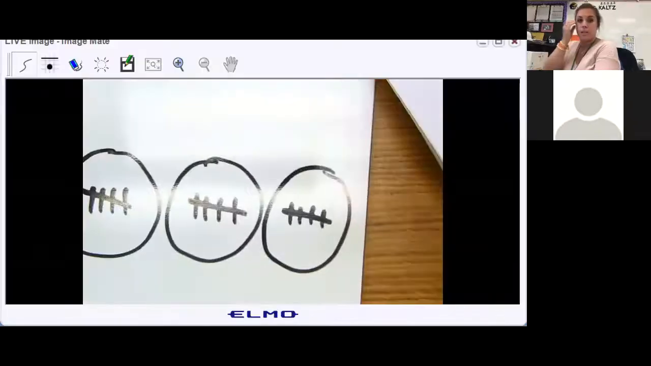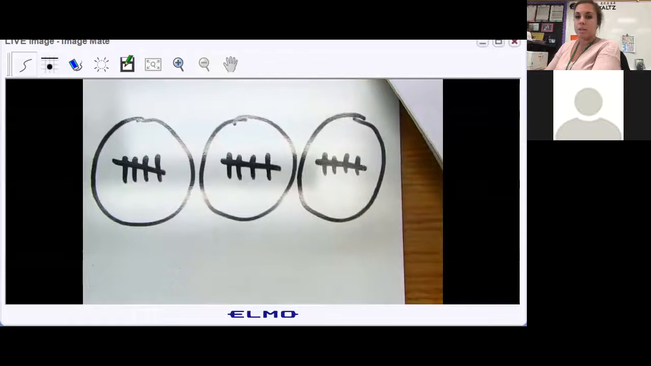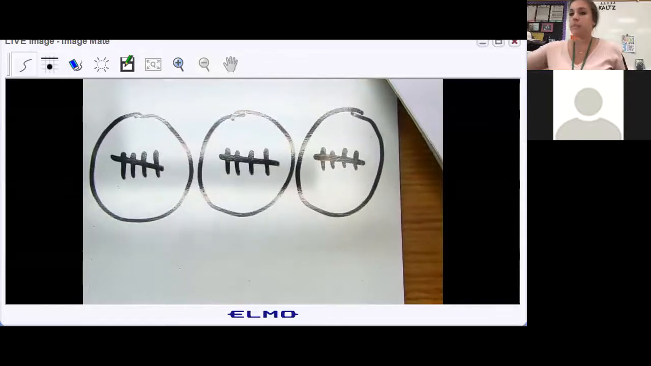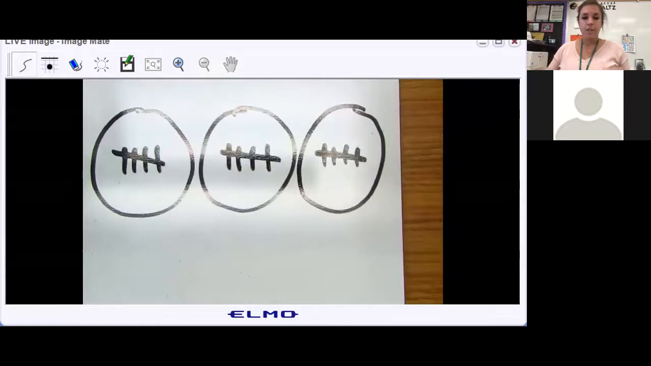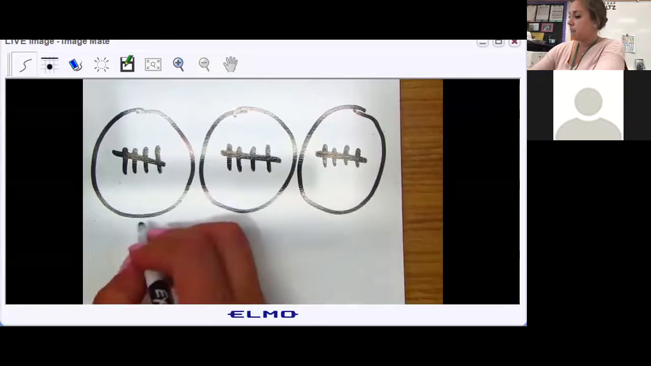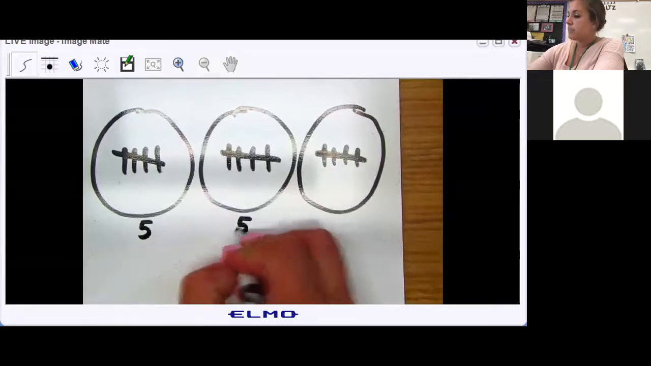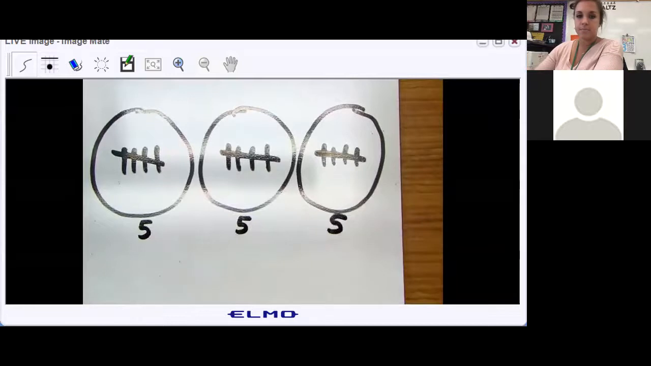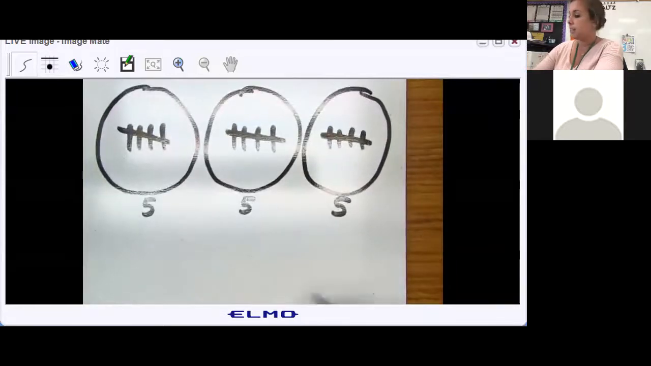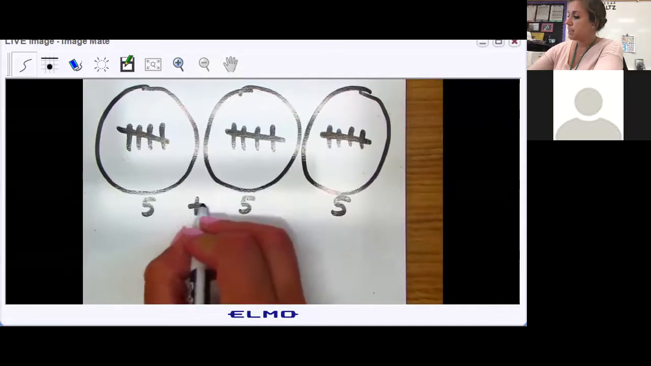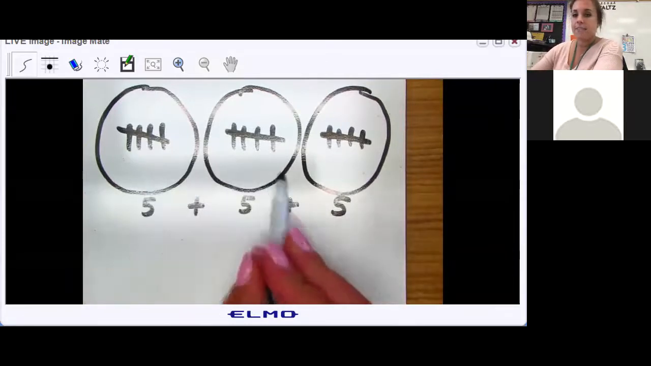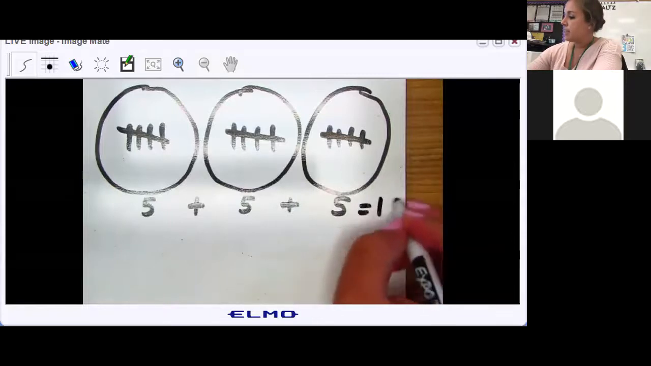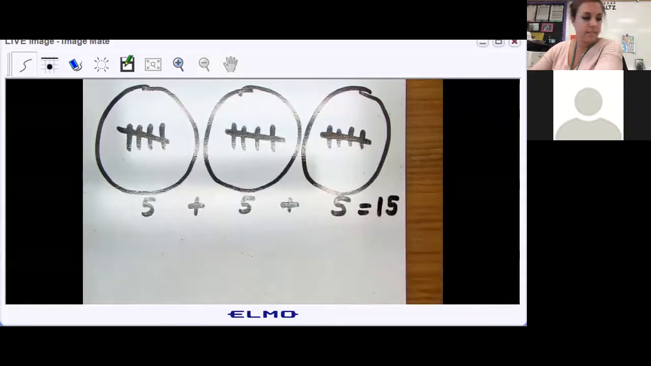All right, on my whiteboard, I've drawn a picture. You do not have to draw this picture, but if you would like to, go ahead and pause the video here so you can draw it. All right, the first thing I want to do is write this as a repeated addition problem. So these all have groups of 5 tallies. To write the repeated addition, we're just going to put plus signs in between those 5. This is 5 plus 5 plus 5, and that equals 15.